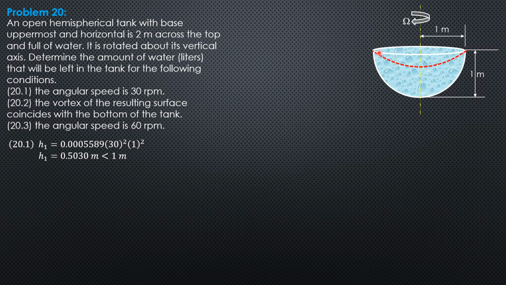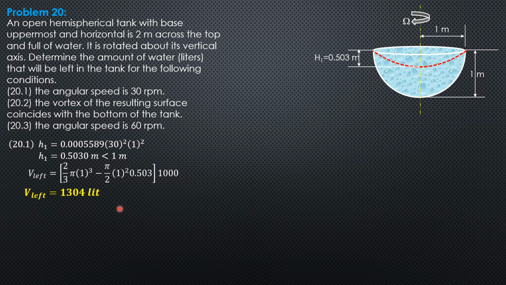And therefore, the volume that will be left is volume of hemisphere minus volume of paraboloid of revolution with one base. So, volume left is equal to hemisphere 2/3 pi 1 cube minus pi over 2 times 1 square times 0.503 times 1000 to convert the volume left in liters. So, volume left is 1304 liters.